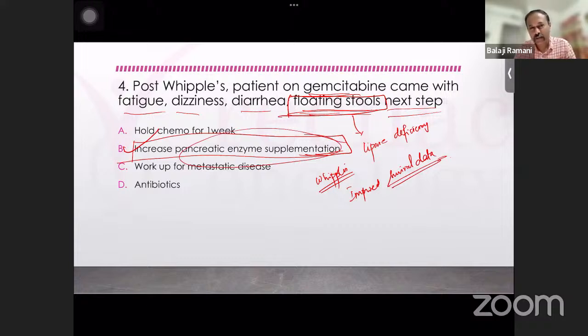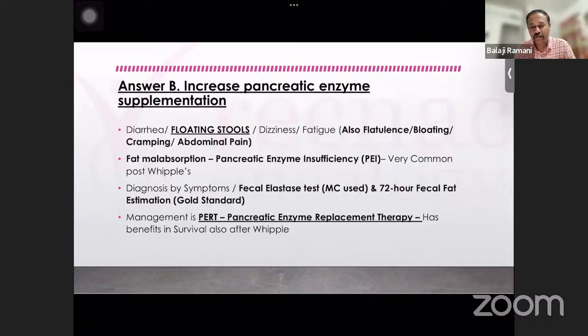So whenever you have a patient who undergoes Whipple's procedure, just put them on those various enzymes, pancrelipase, Creon, whatever be the drug of choice that you use, and that will help the patients have a better survival. So the classical finding that you have here is your floating stools. And again, they may have symptoms of flatulence, bloating and belching, cramping, abdominal pain. All of this indicates that there is a pancreatic enzyme insufficiency.